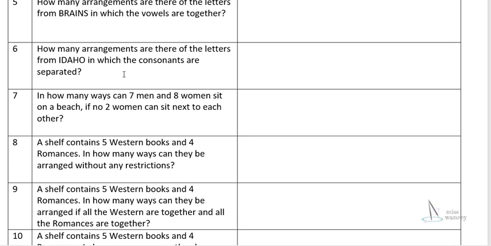Okay, so question number 5. How many arrangements are there of the letters from BRAINS in which the vowels are together? The vowels here are A and I, so those must be together. And then we have individual letters B, R, N, and S. So in total, I have to arrange one group and 4 individuals: 1, 2, 3, 4, 5. So altogether we have 5 things to arrange.